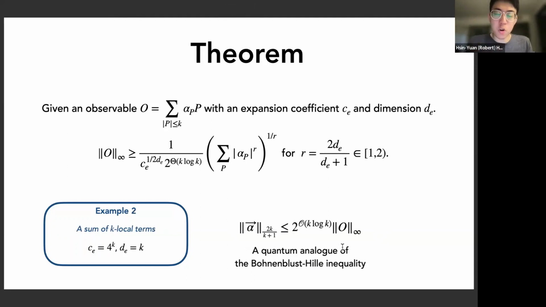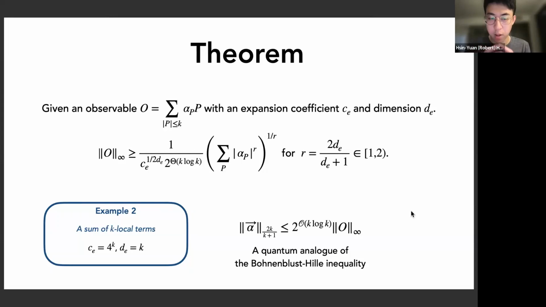Another example is when the observable is more general, just a sum of k-body terms or k-local terms. In this case, the dimension d would be equal to k. If we treat the alpha p coefficients as a long vector, then its 2k over k plus 1 norm, which is a value less than 2, will be upper bounded by the spectral norm of O. This is the quantum analog of the Bohnenblust-Hille inequality, which tells us what kind of constraint we can place on the Pauli coefficients of an observable.